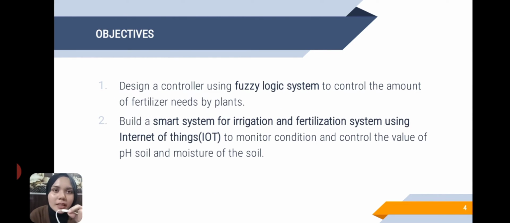Okay, in this study, there are two objectives. First, to design a controller using a fuzzy logic system to control the amount of fertilizer needed by plants. And second, to build a smart system for irrigation and fertilization using the Internet of Things, IoT, to monitor the condition and control the value of soil pH and soil moisture.